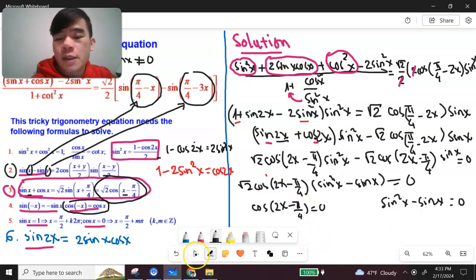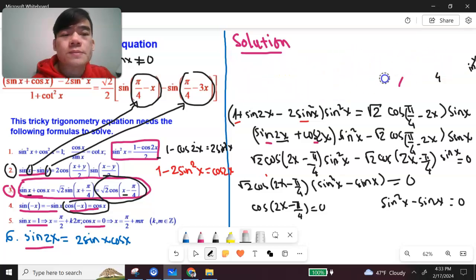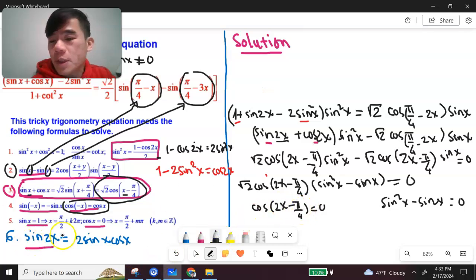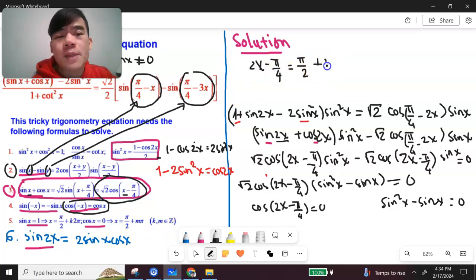I don't have enough space, so I need to erase the top right here. So this one equals 0. We look at the formula number 5 right here: cosine s equals 0, then s equals pi over 2 plus m pi. Now in this situation, the angle is 2s minus pi over 4, so you have 2s minus pi over 4 equal to pi over 2, and this is just a letter. You can use whatever letter, m, k, it doesn't matter. So I just plus k pi. And you just solve it.